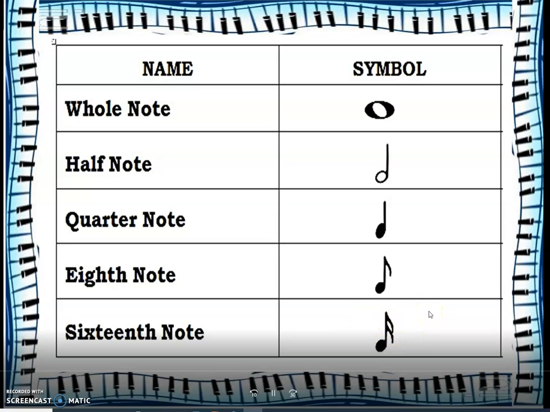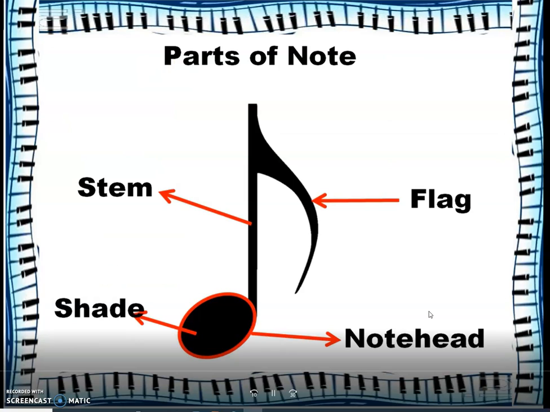Now, let's go to the next. These are the parts of notes. The oblong is what we call the note head. Inside the oblong is this black, which is called the shade. The line downward is called the stem, and the curved line is called flag. So these are the parts of note.